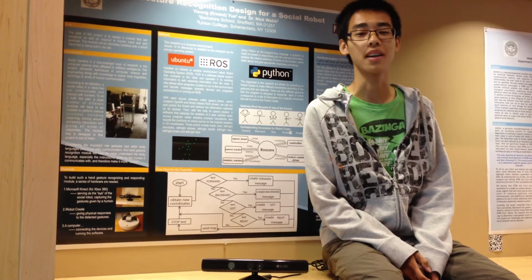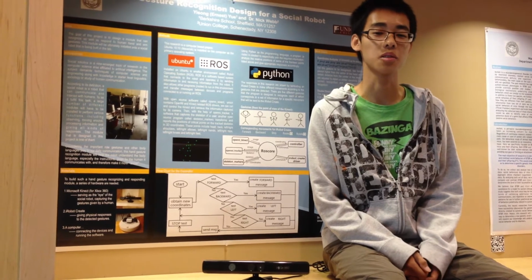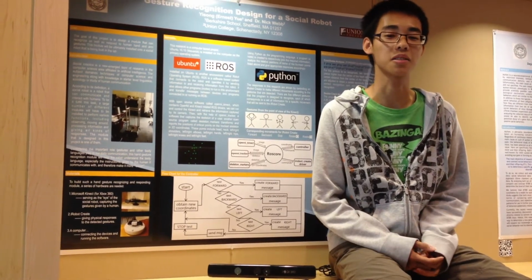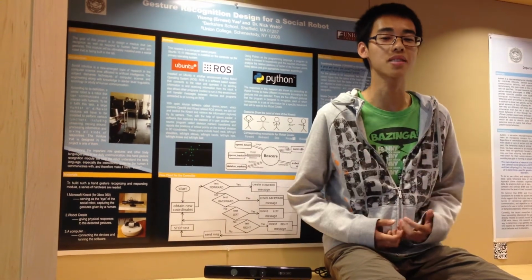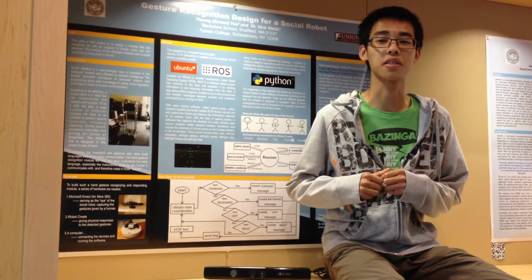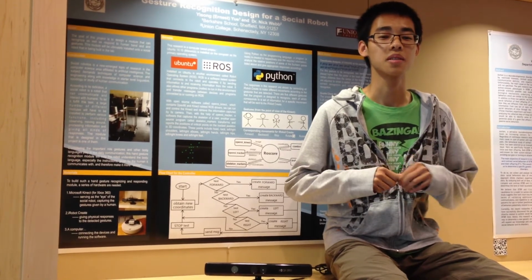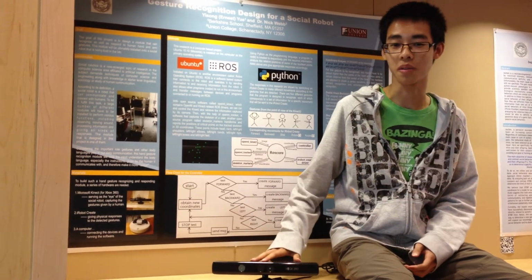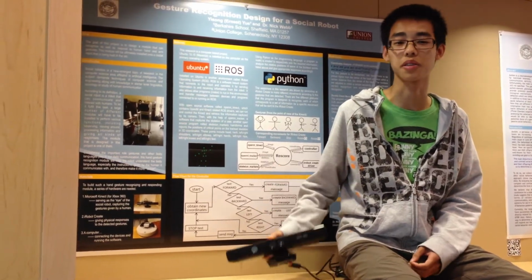A social robot is a robot that's designed to communicate with people. In order to fulfill that task, it has to have something to show its response, like a screen, and it also needs something to capture people's reactions, like this one. This one is the Kinect, which is what I use for this project.